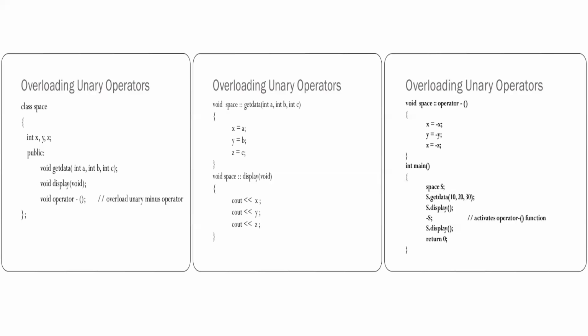उसको negate कर दिया मैंने. The moment I use my symbol जिसका function लिखा हुआ है with the help of the operator keyword with the object, that means I am activating my overloaded function. So here this line activates operator minus function. तो माइनस फंक्शन क्या है?